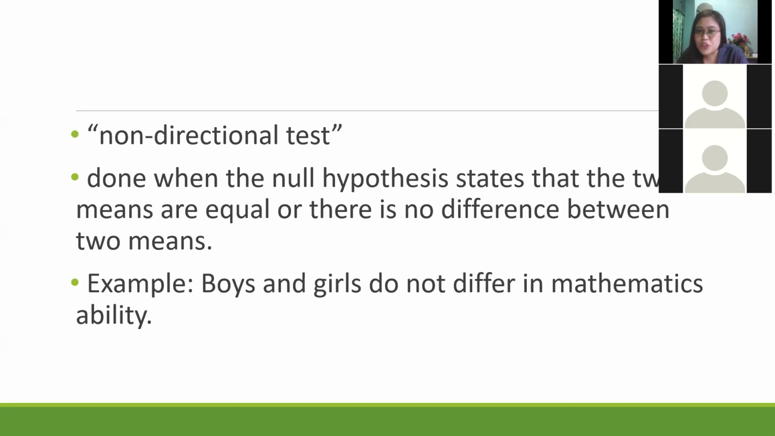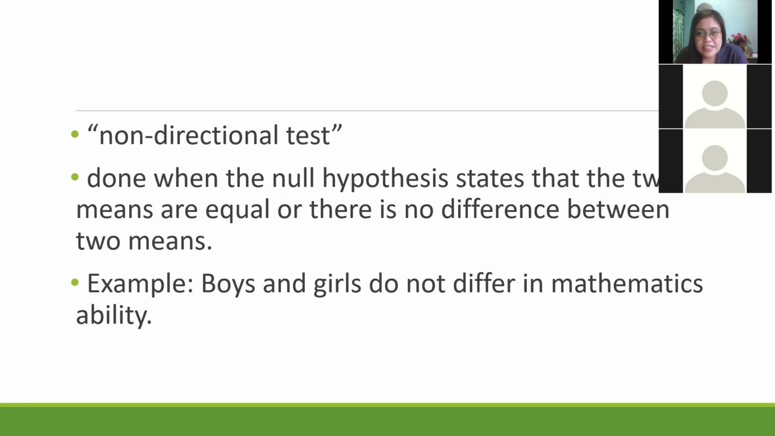It has no direction. Even if you make this the alternative hypothesis, you just remove the "not": boys and girls do differ in mathematical ability. It is still non-directional. Whether it says there is a difference or no difference, as long as it does not say where the difference lies, it is non-directional. Automatic that will be two-tailed test.